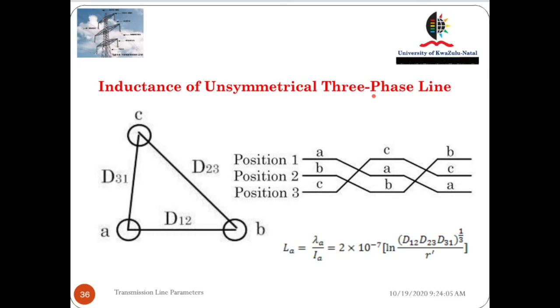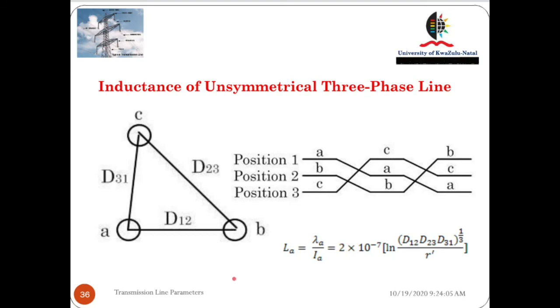Now, when it becomes unsymmetrical, three conductors will have three different inductances. It will depend on the same thing, 2 times 10 to the power minus 7 log D by R prime, and that D will be coming from the three distances D12, D23, and D31. And sometimes we take the mean of these three distances, and the mean is what? We multiply all these quantities that are under consideration, and we take the corresponding root. Geometric mean is always calculated like that.